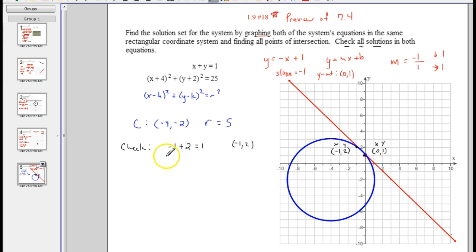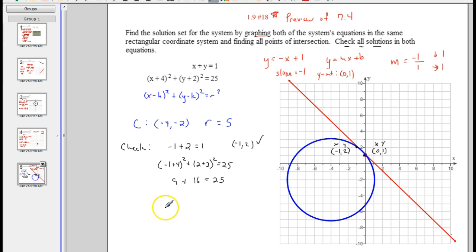Does it work in the bottom equation? Negative 1 plus 4 squared plus y, which is 2 plus 2 squared. Is that equal to 25? Well, negative 1 plus 4 is 3, and 3 squared is 9, plus 2 plus 2 is 4, 4 squared is 16, and 9 and 16 is 25. Okay, so it works in both equations. So negative 1, 2 works.